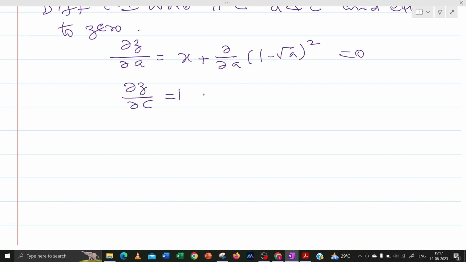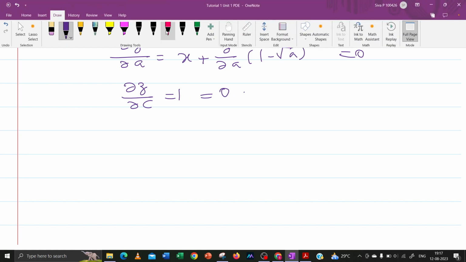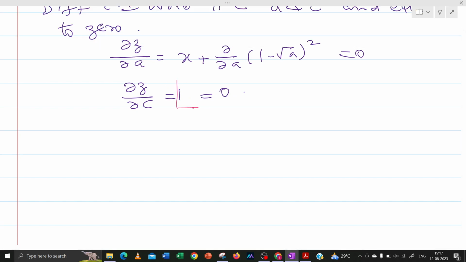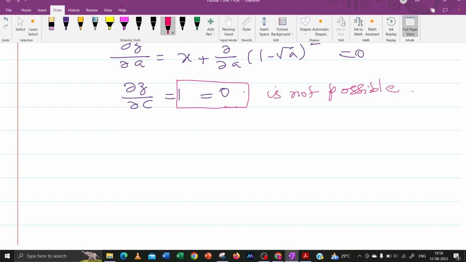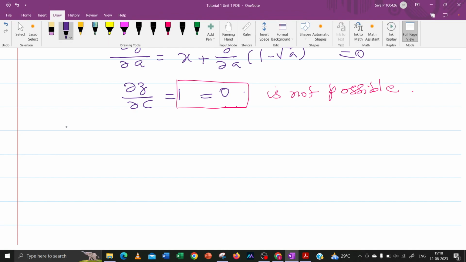When you differentiate with respect to c, dou z by dou c equals 1. When you equate it to 0, 1 equals 0. See, you can see that 1 equal to 0 is there. 1 equal to 0 is not possible. So we will get the trivial solution. Then finally we can write that there is no singular integral for this problem.